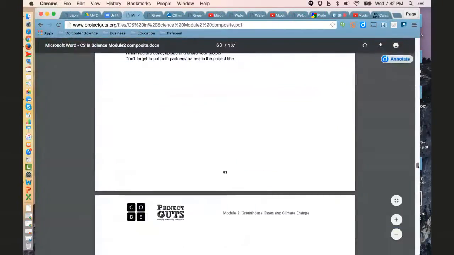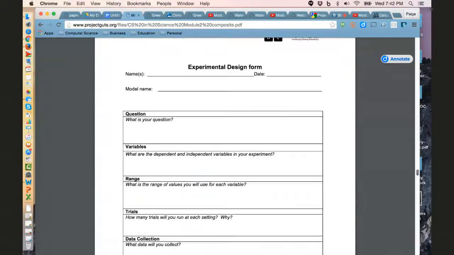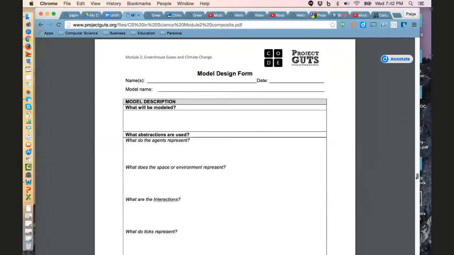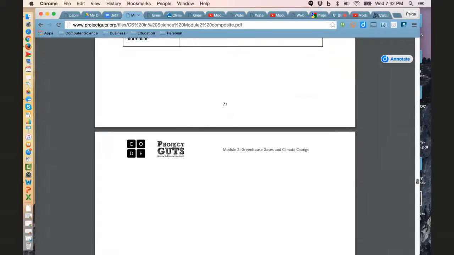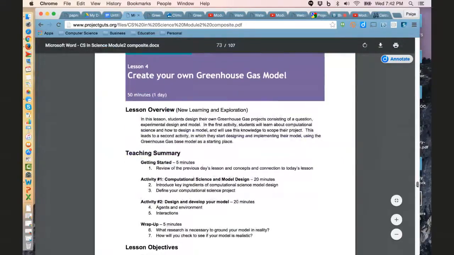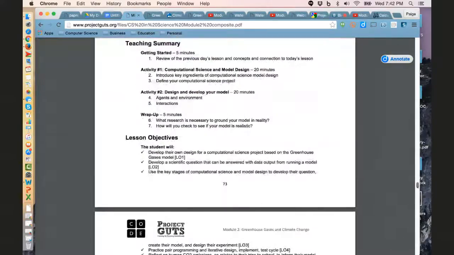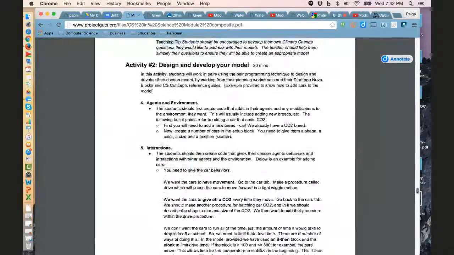We just added the factory that's emitting carbon dioxide, and we start to run experiments using the experimental design form and go through that. We also have the model design form, so this is where we're transitioning into the experimental phase of the computer modeling. And lesson 4 is basically that they start to customize even more their greenhouse gas model, and will then lead to collecting data and analyzing it.